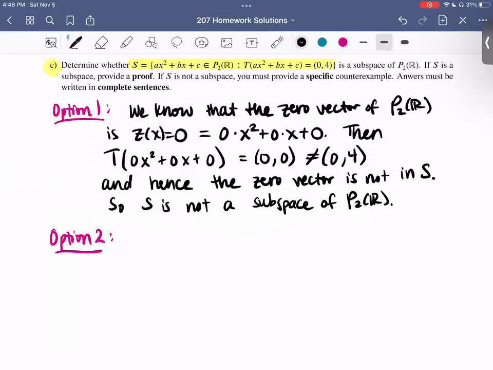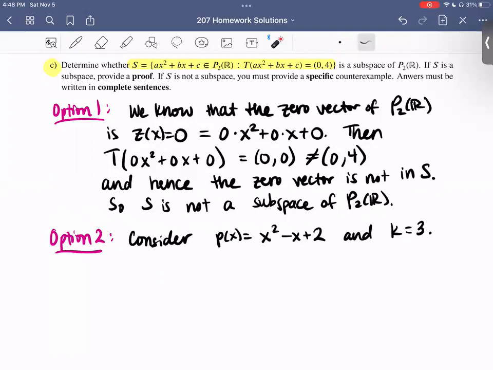So we're going to use a specific counterexample. Let's consider P of x equals, let's use the one that I mentioned earlier, x squared minus x plus 2. And let's get a scalar, I don't know, 3. Then if you're going to do a counterexample, you have to start with an element that's actually in your set. If you start with some random polynomial that's not actually in this set, then you're not showing anything. You're not disproving anything because you're not even starting in the set. So you have to start with something that's in there.